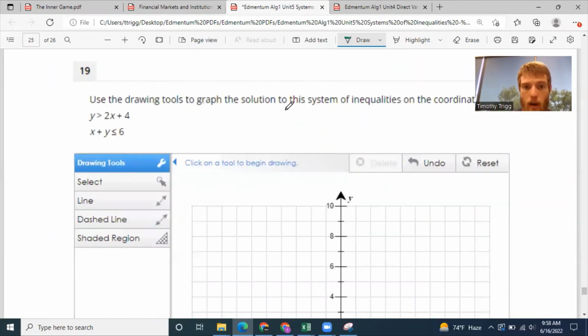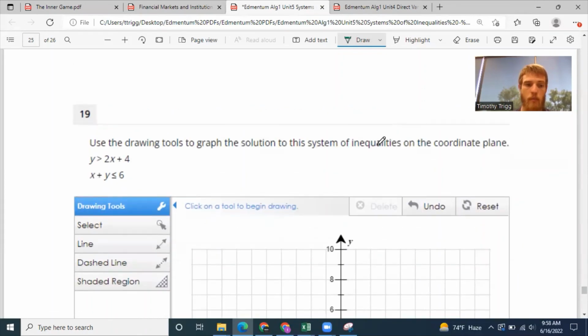Use the drawing tools to graph the system of inequalities on the coordinate plane. Okay, so one thing to keep in mind is when I want to graph them, I would like my two equations to be in slope-intercept form. So that's the y = mx + b form, where b is the y-intercept and m is the slope. You can see the first inequality is already in that form, right? Because it has y by itself on the left. However, the second inequality is not in this form.